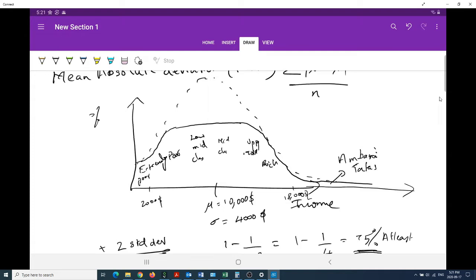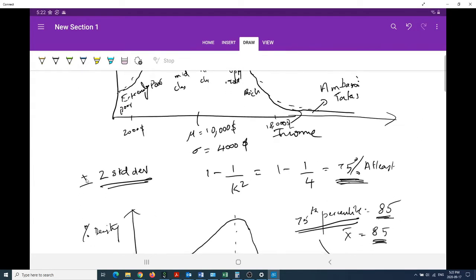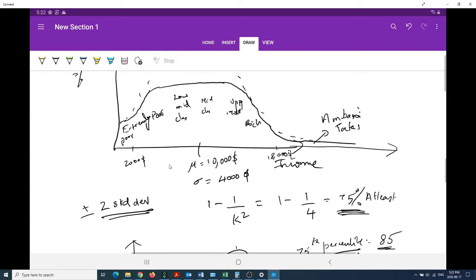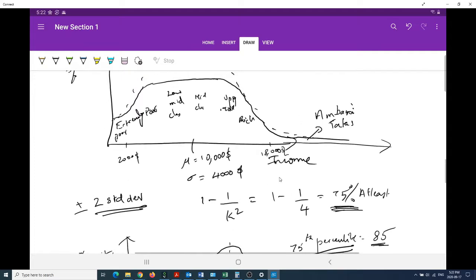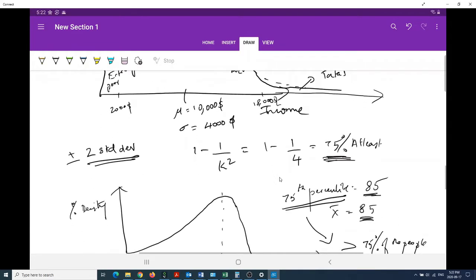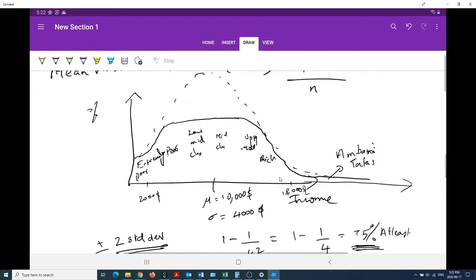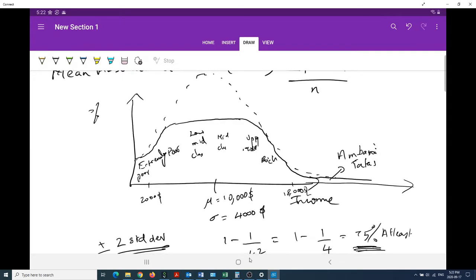But even here, if you want to think about what percentage of the population lies within two standard deviations, 1 minus 1 by k squared is at least 75%. So at least 75% of the people in India earn between $2,000 and $18,000. That gives you an idea of at least what percent of the population is there. That's where Chebyshev's theorem can be used even for different distributions.